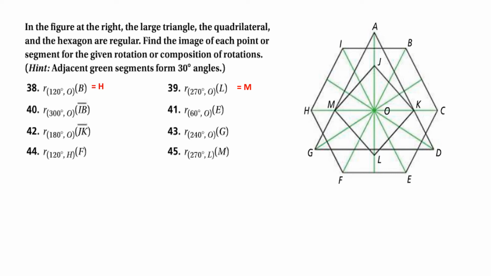Okay, so I just wanted to do a quick check-in with you guys on numbers 43, 44, and 45. On number 43, it tells us that we're rotating 240 degrees around the origin, starting at point G. So I'm going to start at point G.